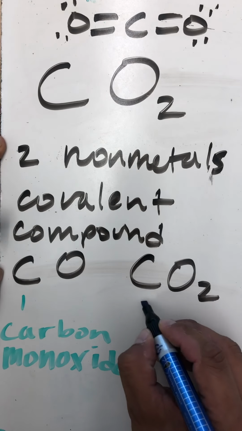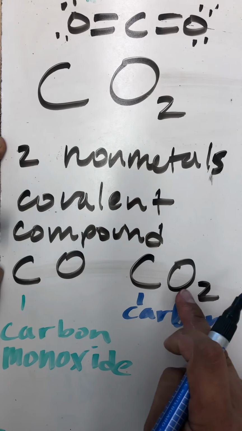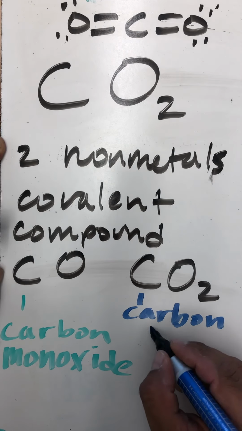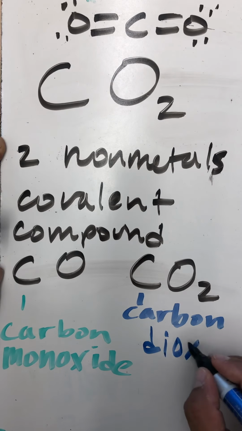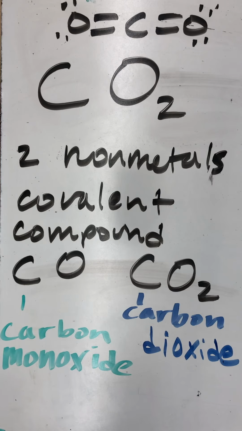CO2, the name is going to be carbon. And how many oxygens do we have? We'll do it like Dora the Explorer. That's right, Diego. Two. And the prefix is di, so dioxide. Okay, carbon dioxide. So that's how you name these things.